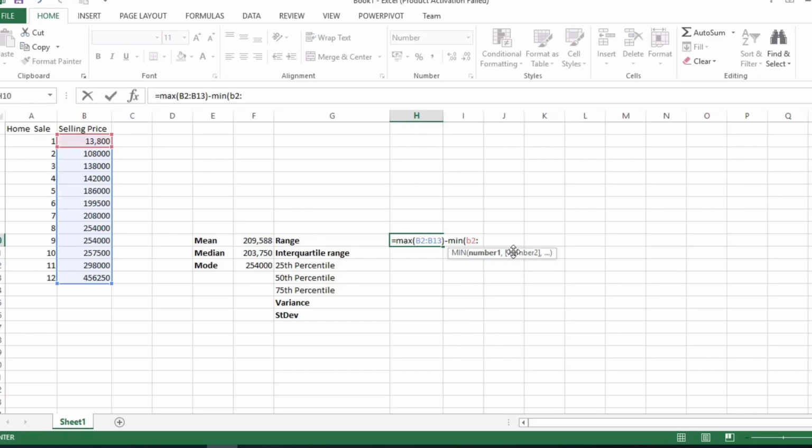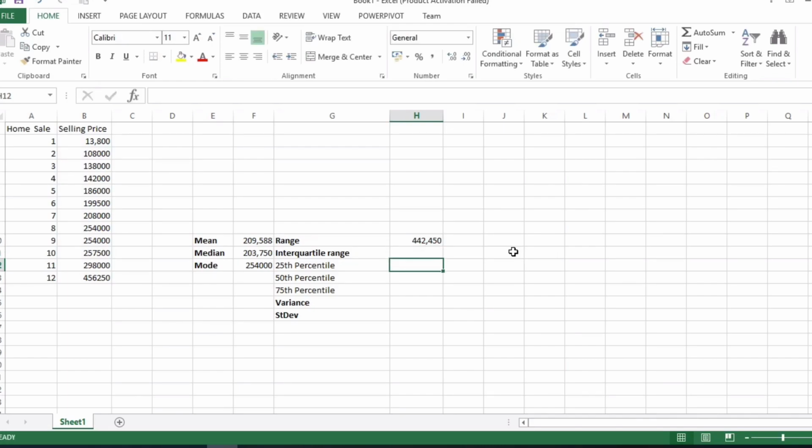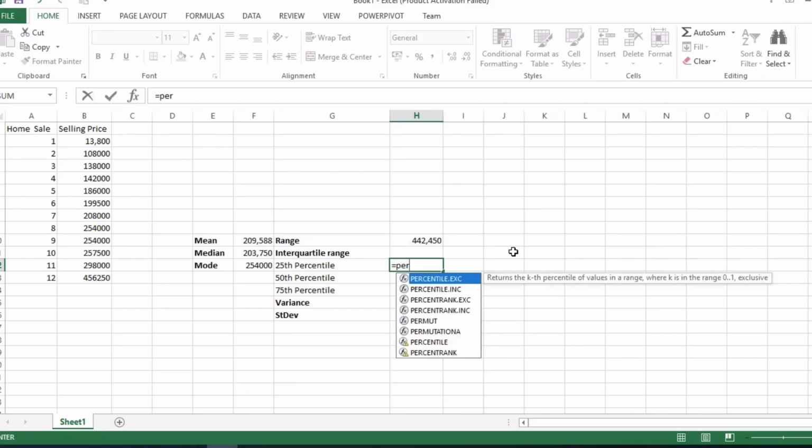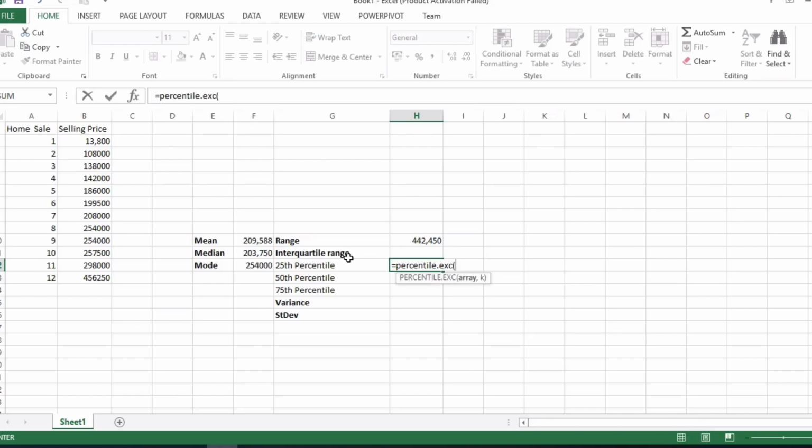Another one is the interquartile range. For the interquartile range, we have the 25th, 50th, and 75th percentile, so that is what we will compute. The function that we'll be using is equal to PERCENTILE.EXC, and then open parenthesis, the data set, and then the k. Since we're computing for the 25th percentile, it is 0.25, and then comma, then enter. Okay, so that is for the 25th percentile.